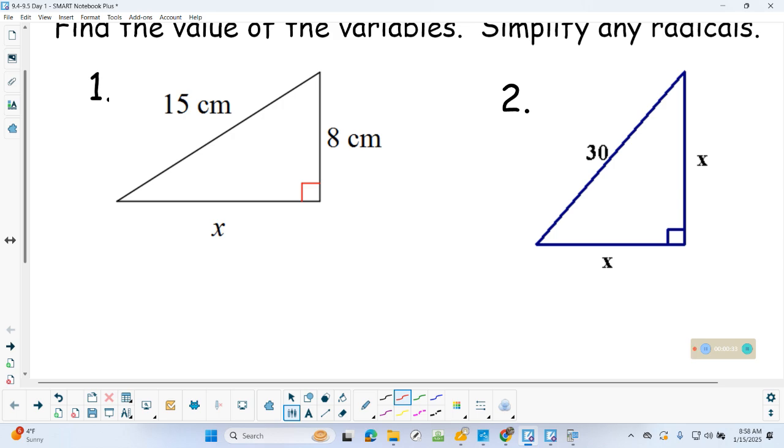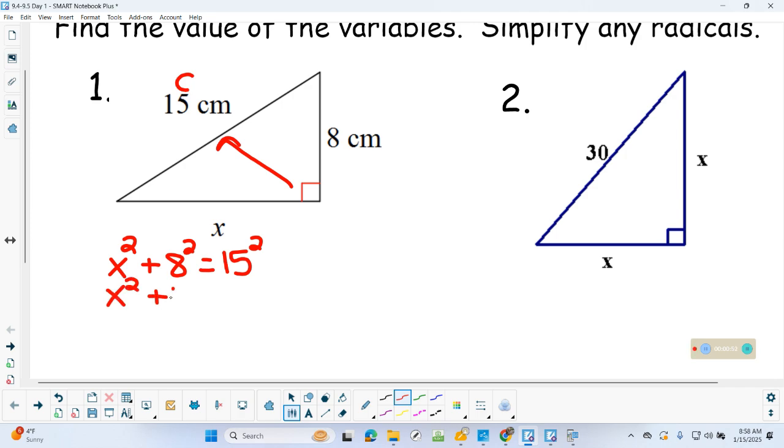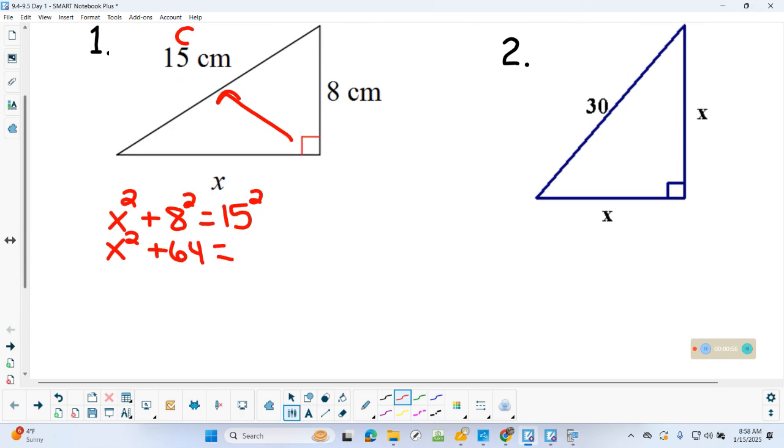Now, of course, it's important you identify your hypotenuse straight across from the right angle. Same, we're gonna have hypotenuse a lot today. And again, I'm gonna start with x. I'm gonna do x squared, 8 squared, 15 squared. Obviously, you need your calculator for the, well, probably not for 8 squared. We know that's 64. Anybody know 15 squared off the top of their head? 225.